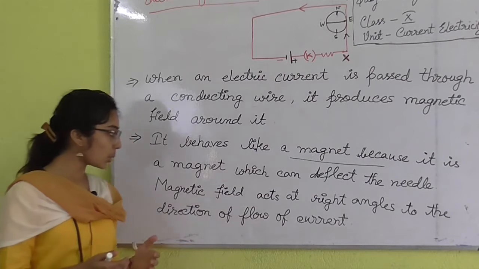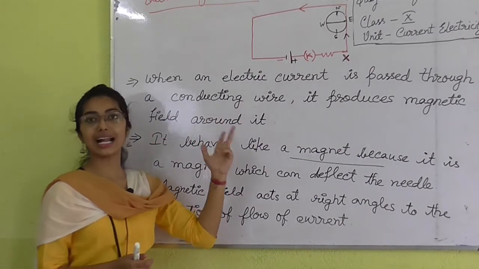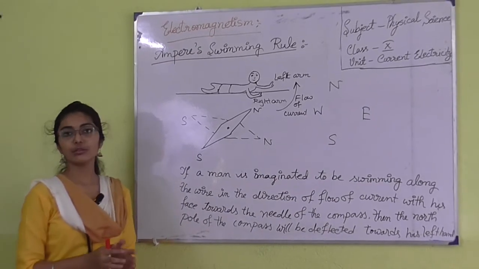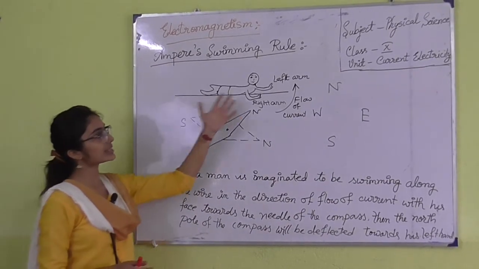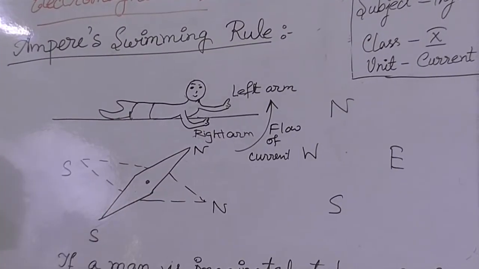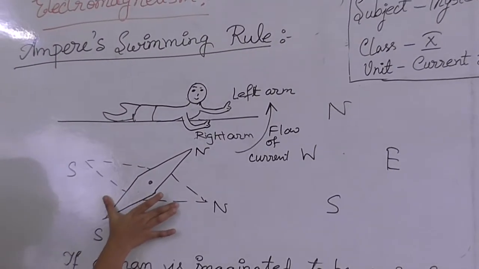Now we will show what will be the direction of the current. Okay. Now we will discuss the direction of the magnetic field for a current-carrying conductor. Suppose the magnetic needle was kept in this position.